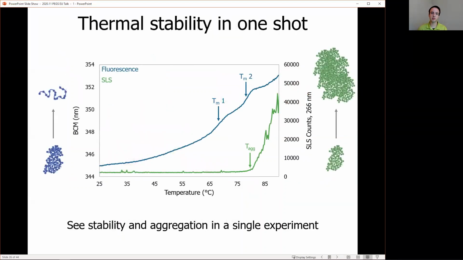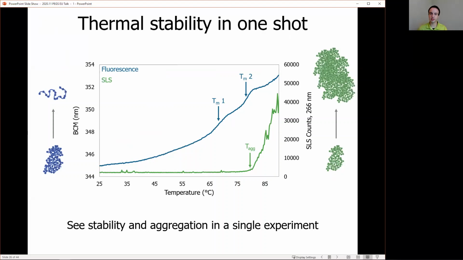So here's what a thermal stability experiment looks like. In blue, we're tracking that BCM wavelength, which is that center of mass wavelength that tells us information about protein unfolding. And in green, we're tracking static light scattering, which is information on aggregation. So in blue, as the protein's fluorescence shifts to the right, or red shifts, we'll note that by looking at inflection points in that curve, which we've labeled here as TM1 and TM2.